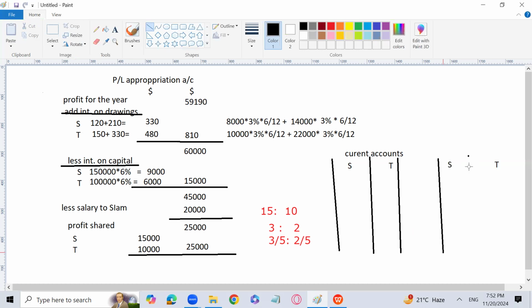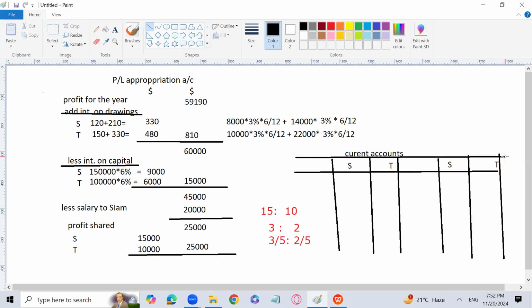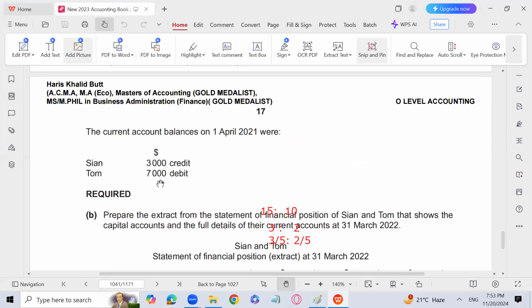Here I am going to go for the balances like this, and I am going to go for a T account. So current account is basically a T account of profit and losses regarding S and T. It is prepared in the form of a T account, and they are prepared separately for S and T, but in the same format. Let's first write the balances.